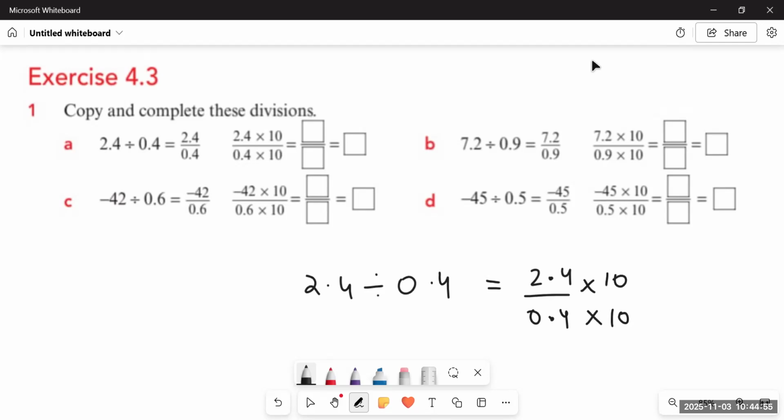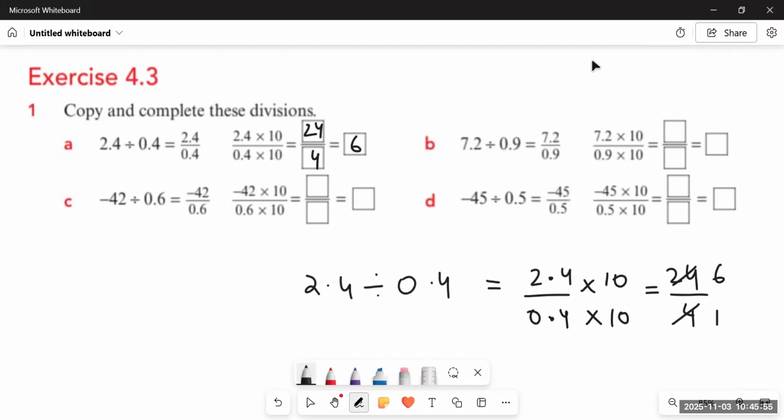So upon multiplying 0.4 by 10, it becomes 4. And 2.4 becomes 24, since both of them turned into whole numbers. So we'll now cut them out and it would be 6 whole. So the answer would be 6. This is how we are supposed to do these questions.